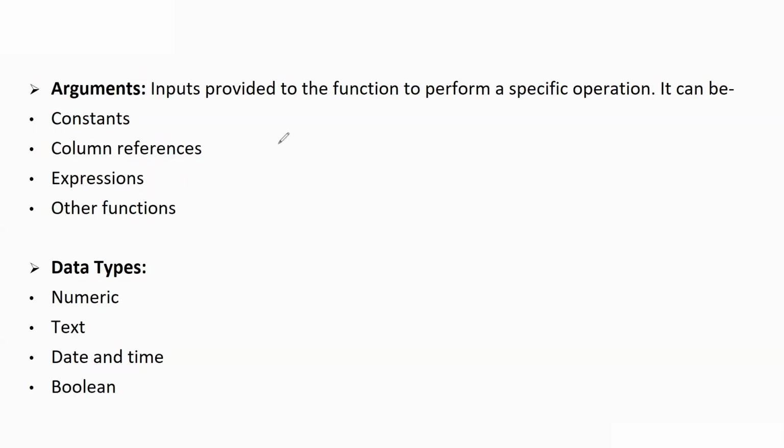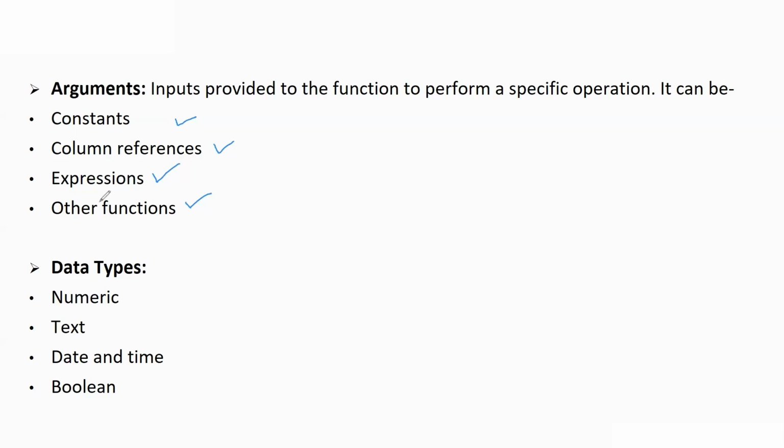Now let's talk about the arguments. DAX functions typically accept one or more arguments, which are the inputs provided to the functions to perform a specific operation. Arguments can be constants, column references, expressions, or some other functions. It's essential to understand the required and optional arguments for each function and their data types.